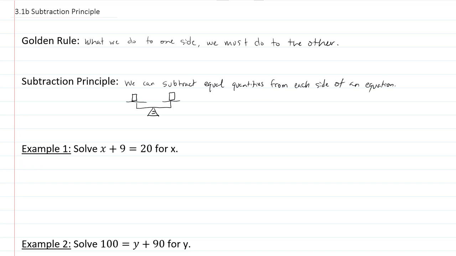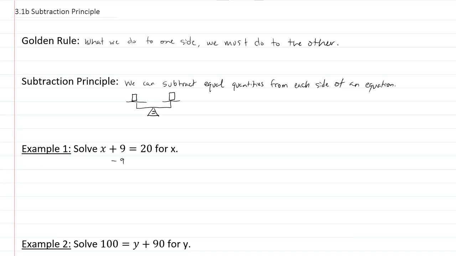Again, when we're solving for a variable, the game we're playing is we're trying to get the variable by itself. So let's take a look at the example below. Solve x plus 9 equals 20 for x. Now I can subtract anything I want from both sides. That's what the subtraction principle states. But what does me the most good is subtracting 9 from both sides, because that will get x by itself. I'll show you what I mean.